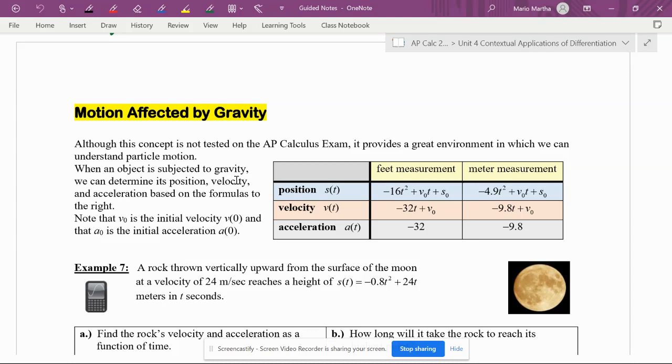Note that v sub 0 is the initial velocity, and that a sub 0 is the initial acceleration. So if you see a little 0 right below, that means those two things.